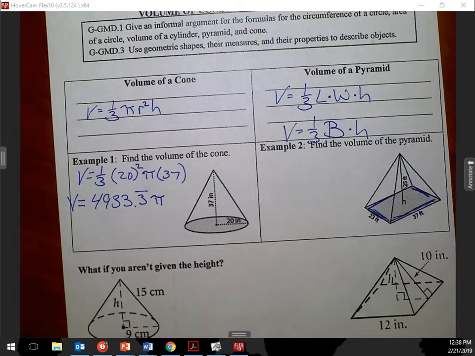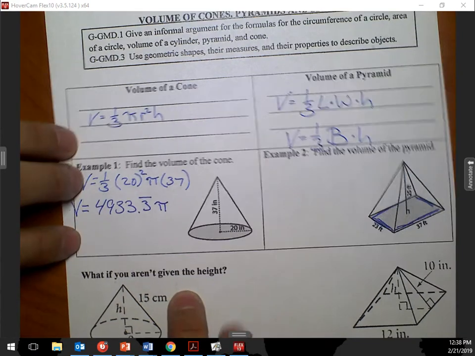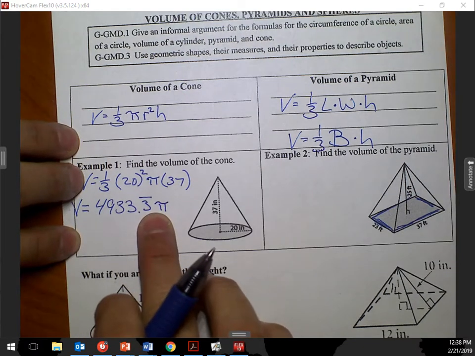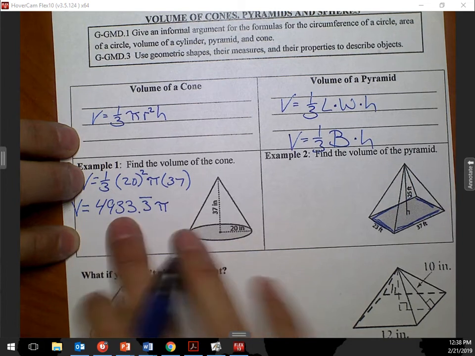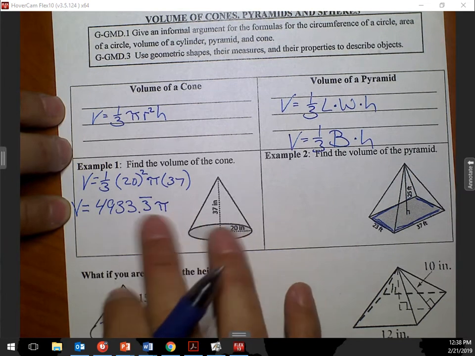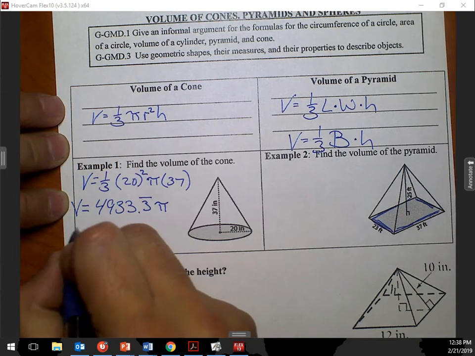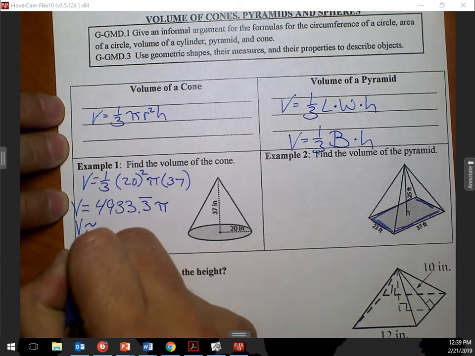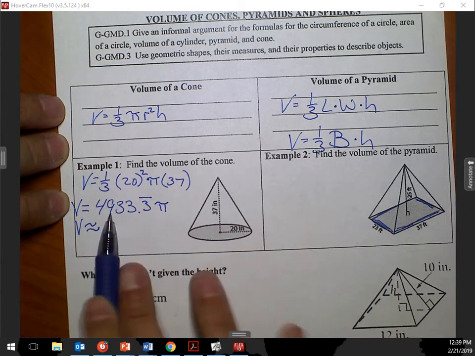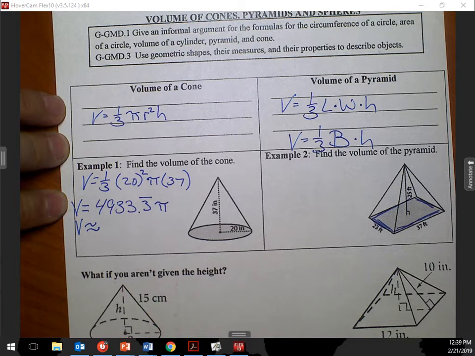Okay. All right. So this is in terms of pi. That means leave the pi there. This is going to be the exact answer for this. Now the next one is going to be an approximate, where V is going to be approximately. Now you put in the pi. There's two different ways of showing the answer.